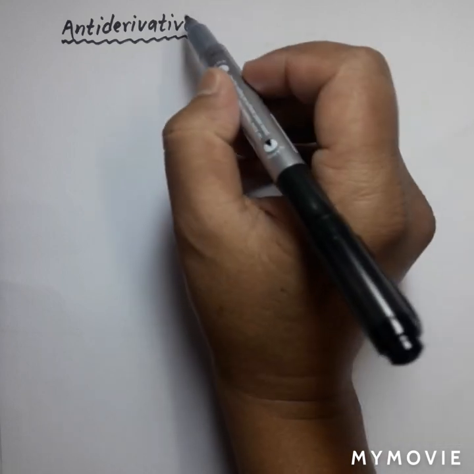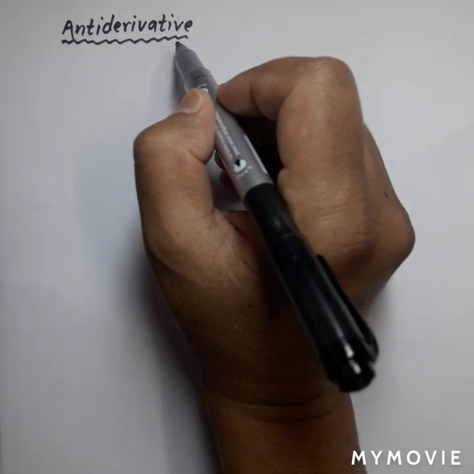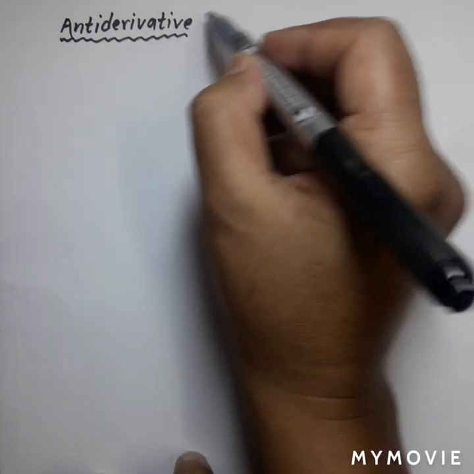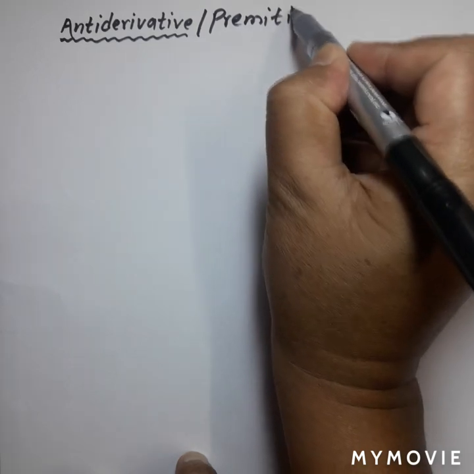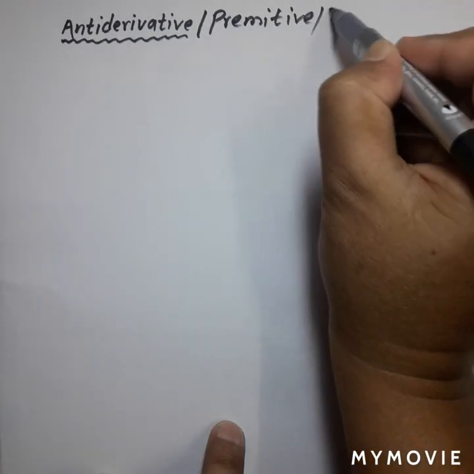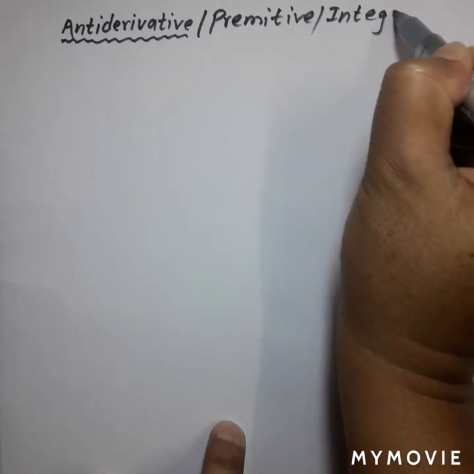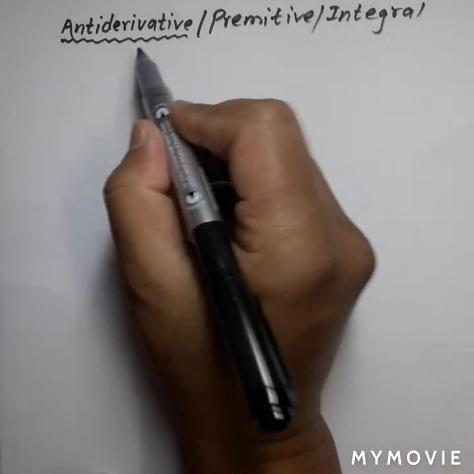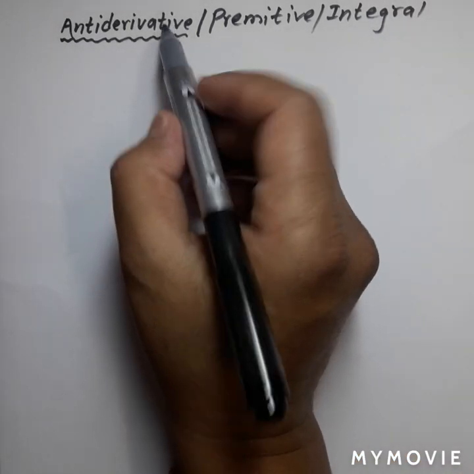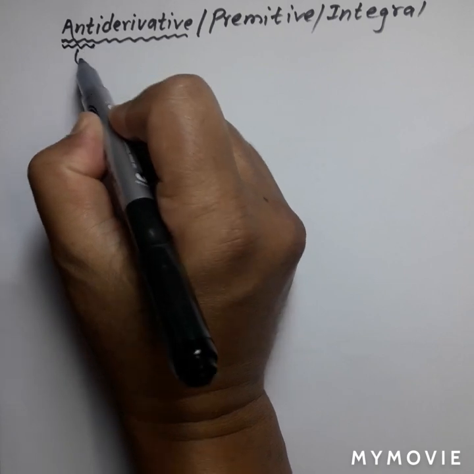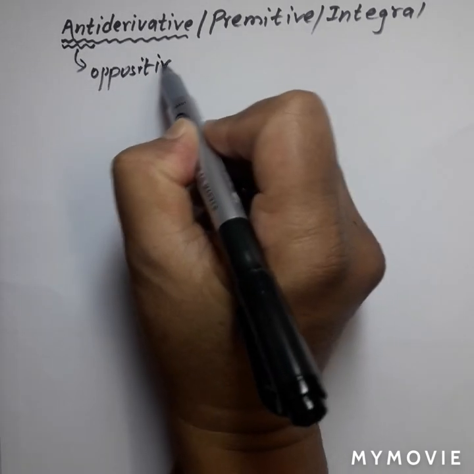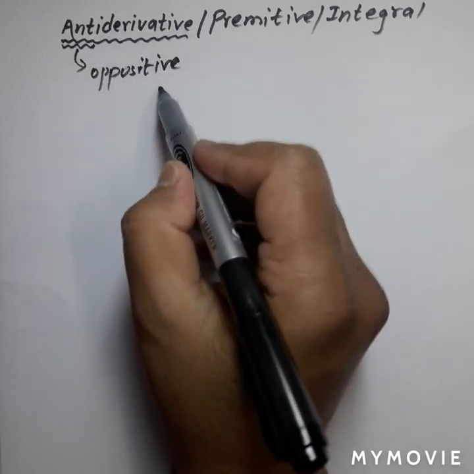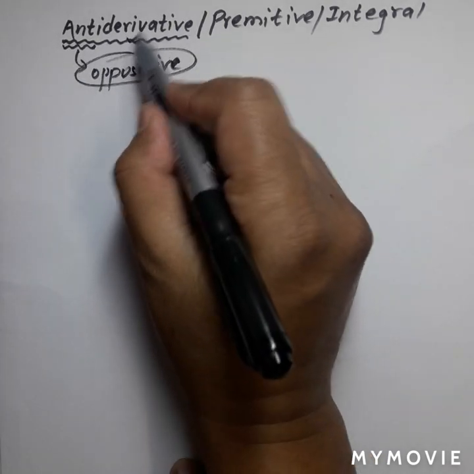Today in this video I am going to teach you antiderivative. It is also known as primitive or integral. And here antiderivative, anti means opposite. And antiderivative means opposite of the derivative.